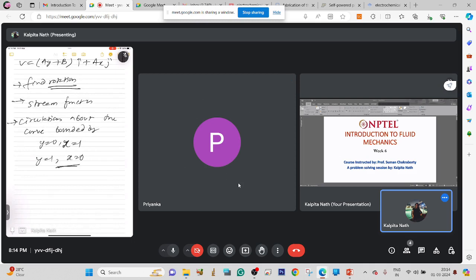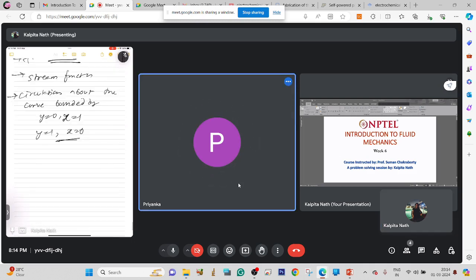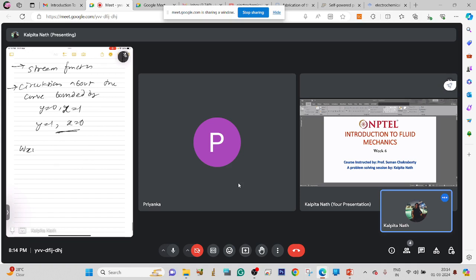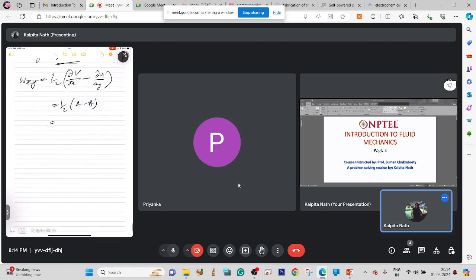So what did you get for rotation? It is irrotational. Yes. For rotation, we simply find out omega_xy, that is half of (del v del x minus del u del y). That means half of (a minus a), so this will be 0. Even vorticity, if we find it, is 2 omega, that is also 0. So as vorticity is 0, the flow is irrotational.